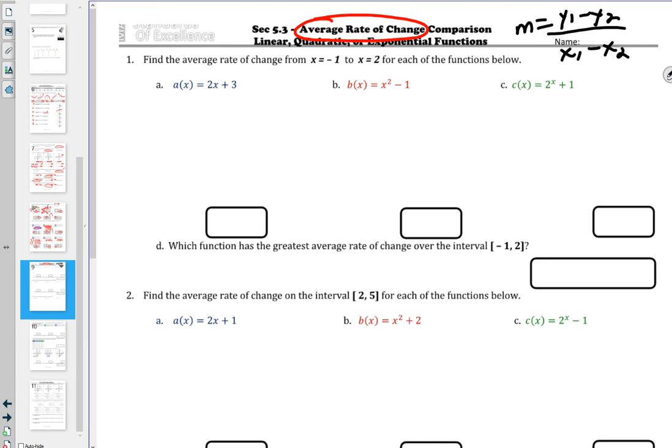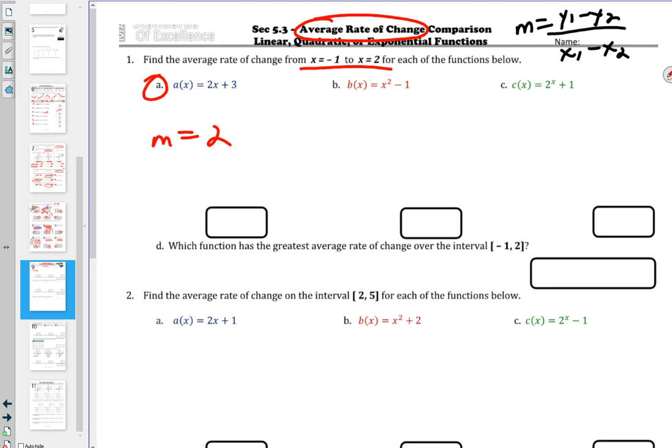So find the average rate of change from negative 1 to 2 for each of the functions below. Well, here's the good news. What type of function is a linear? When they ask you for linear, it's just slope. What's the slope there? And it's constant. Slope is always the same for all of those. So this would just be m equals 2. It doesn't matter what the points are.